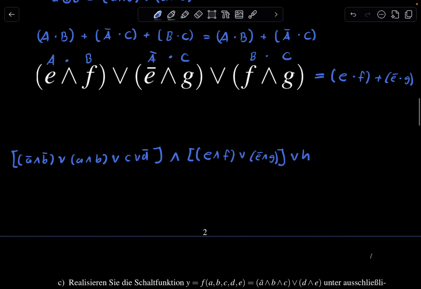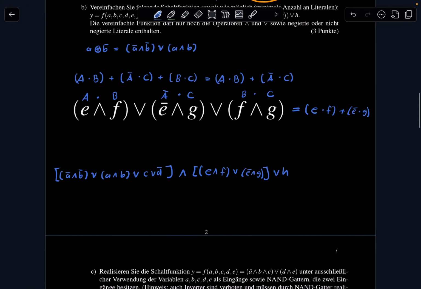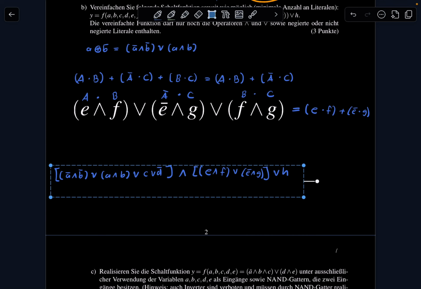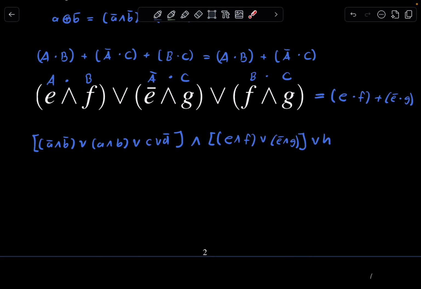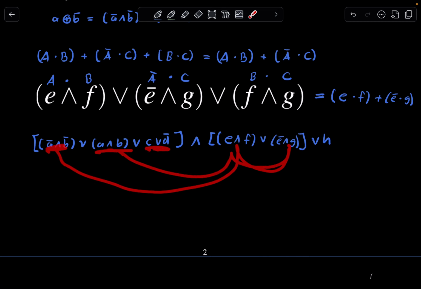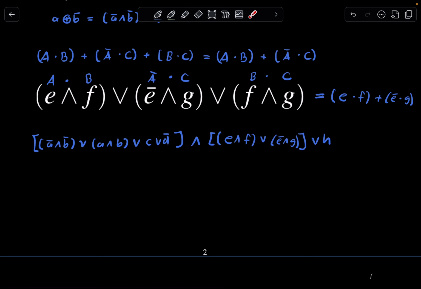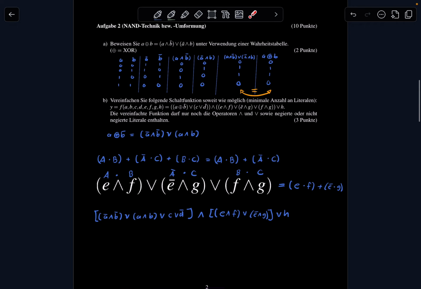We could theoretically just continue it on, but we can just leave it like that, because distributing this will not lead to anything. We could multiply this guy with this guy and this guy, and then this guy with this guy and this guy, and then this guy with this guy and this guy. But it's not going to bring anything at the end of the day. It's going to be the same thing. So that's how far we can get.